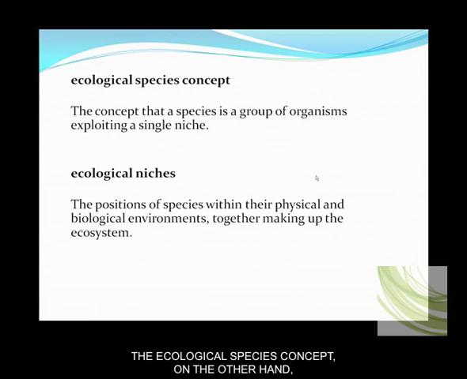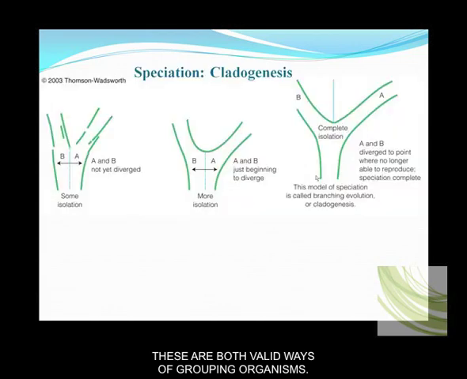The ecological species concept, on the other hand, looks at species as a group of organisms that exploit a single niche. Now that niche is the position of that species in their physical and biological environment. So basically, what's their job? Where do they live? Who do they eat? Who eats them? How do they use resources? So sometimes we group animals together based on where they fit in the environment. These are both valid ways of grouping organisms.